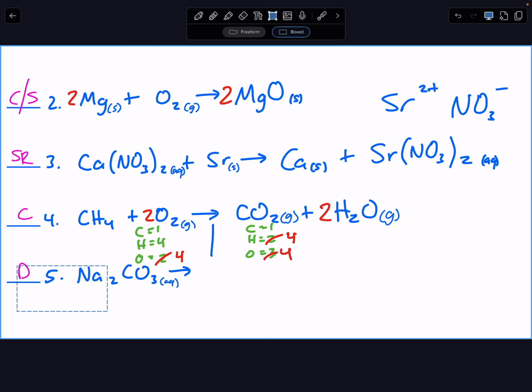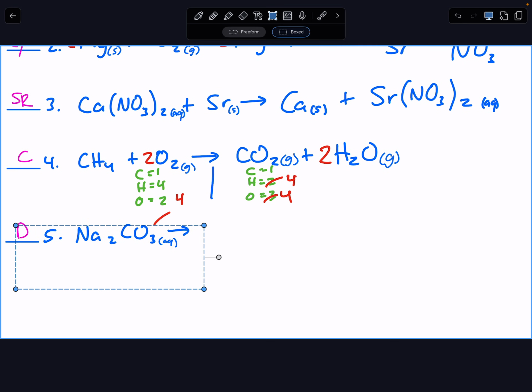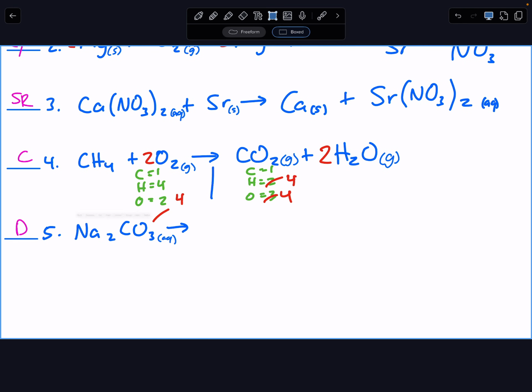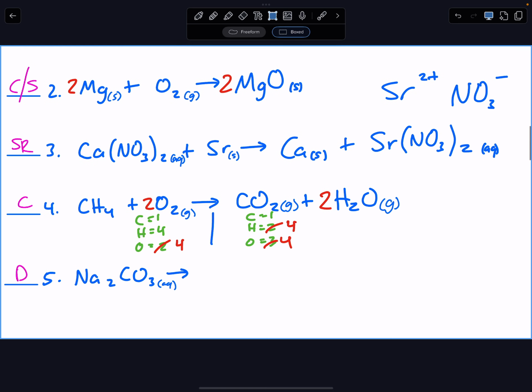Okay, number 5. We said it's decomposition, right? What kind of decomposition? I don't understand how you have twice in front of... Because you switch O with H. No, you don't switch anything. This is not a replacement reaction.